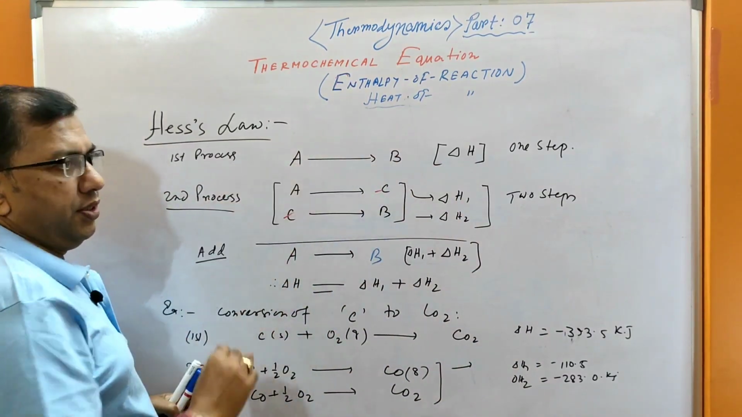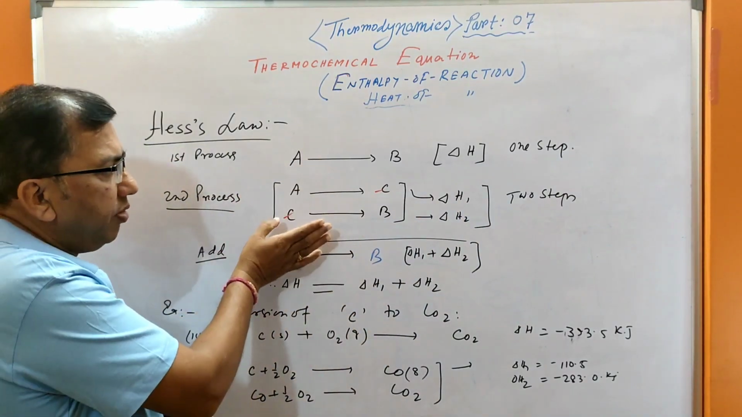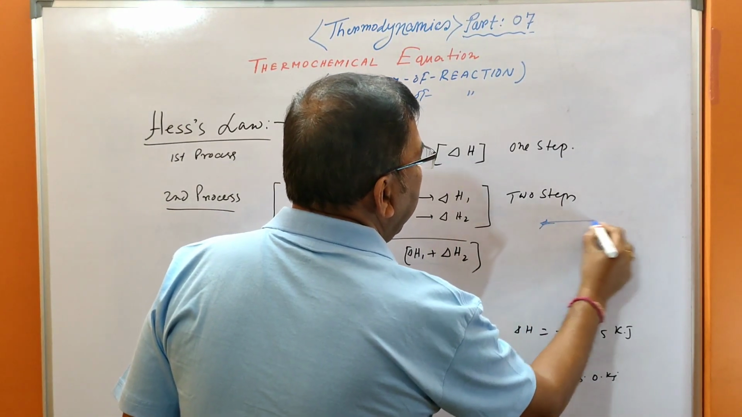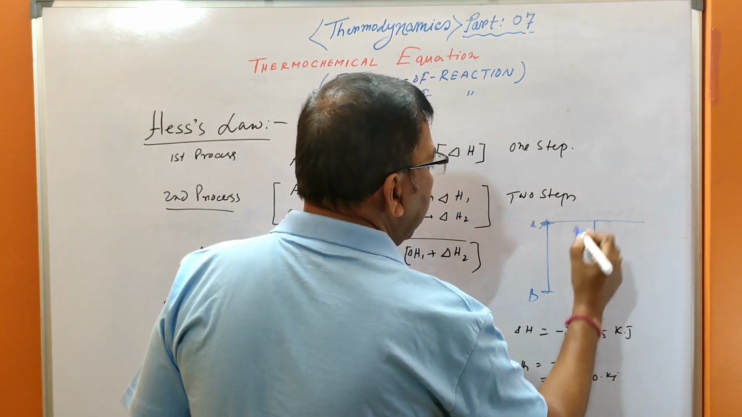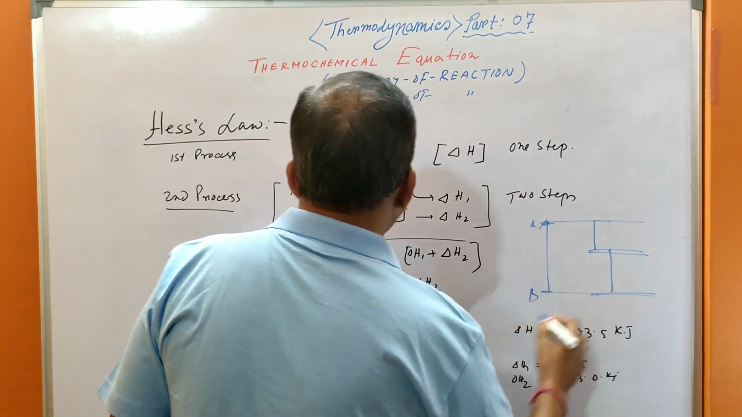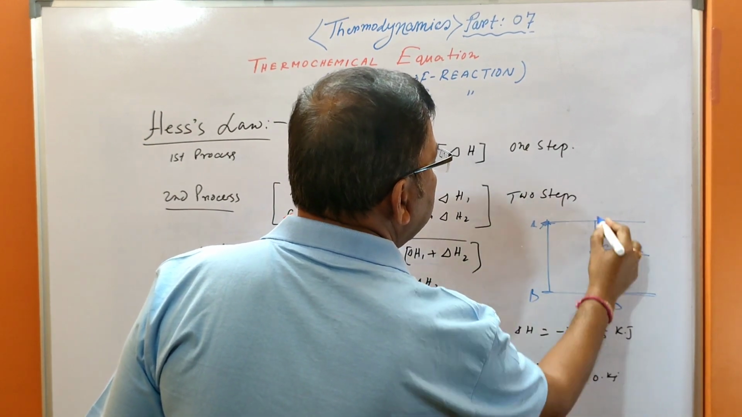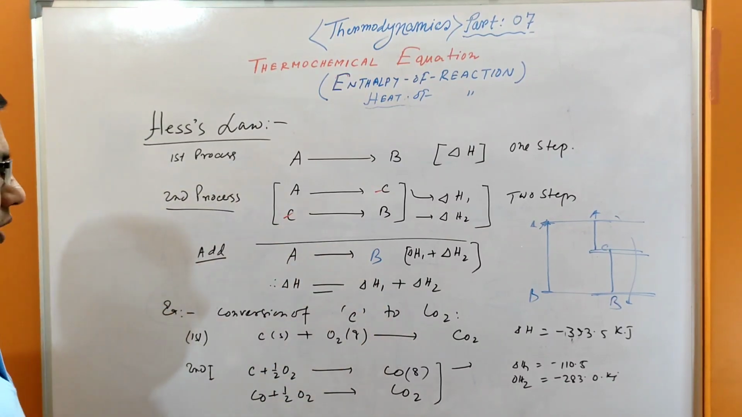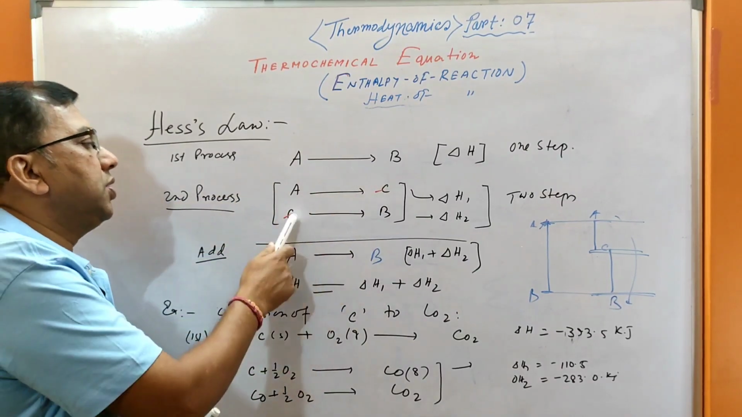But if this reaction involves a two-step process, it is split up. You can see in your book, there will be from A to B directly, then A to C, and C to B. That is A to B out here. So, path independent thermodynamic functions. This process is split into two processes, a two-step process. Then A to C, then C to B.